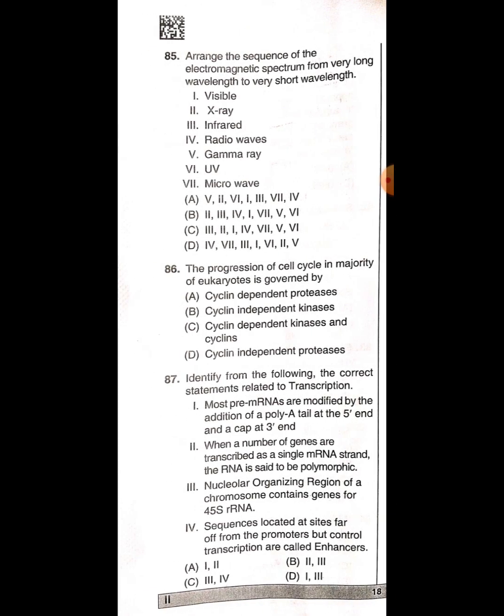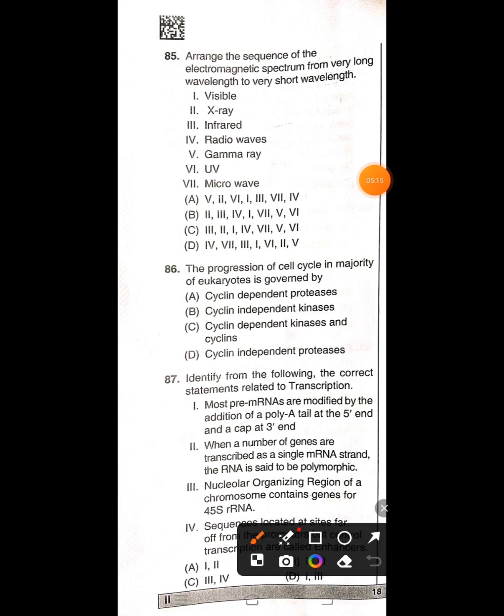Arrange the sequence of the electromagnetic spectrum from very long wavelength to very short wavelength. Here also options are given, and you have to arrange them in a proper way. Visible, X-ray, infrared, radio waves, gamma rays, UV rays, microwave rays. You have to arrange them according to the electromagnetic spectrum, from very long wavelength to short wavelength. Okay, for this the correct answer is D. Okay, so let's see the next question.